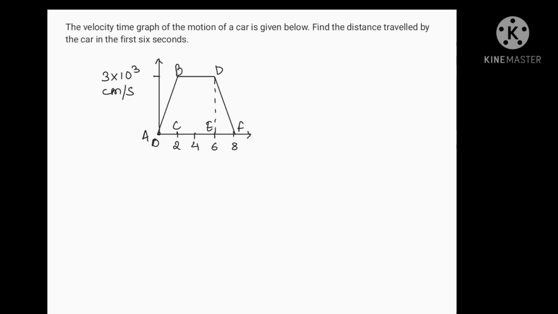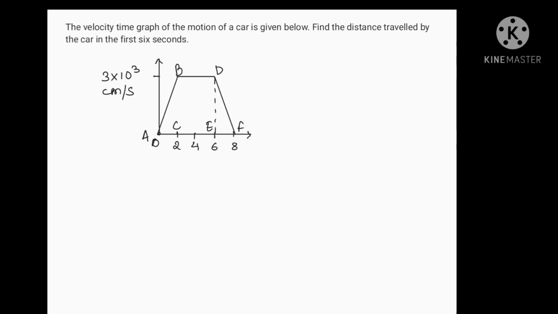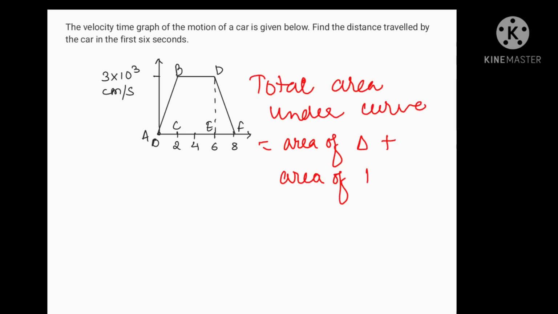Here we can calculate the area by dividing the complete area into two parts. First, a triangle ABC and second, rectangle BDEC. Now by applying the formula of area of triangle and area of rectangle, we can easily find the total area under the curve and therefore the distance.